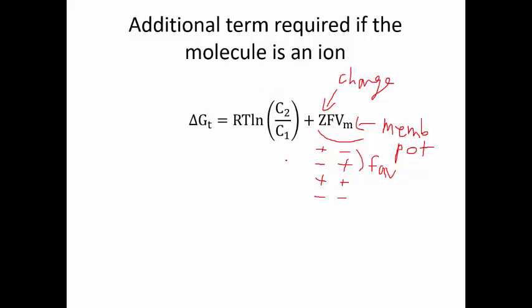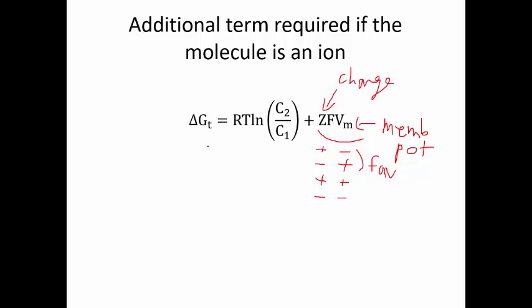However, because there's this other term, when you have an ion, if one term ends up being negative and one term ends up being positive, it depends on which one is a bigger number. So if you're moving, for instance, against your concentration gradient but with your membrane potential, you need to actually do the math to determine whether or not this is going to be overall favorable, whether the whole delta G becomes negative or positive.